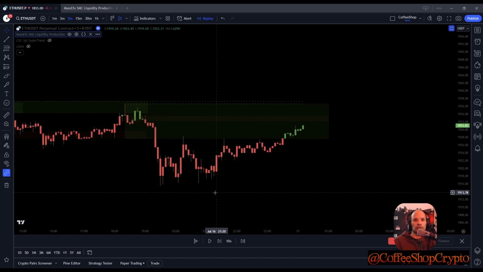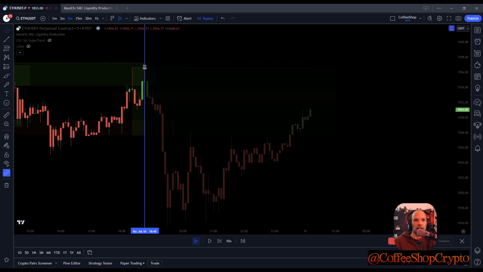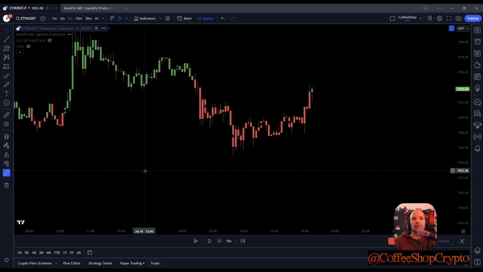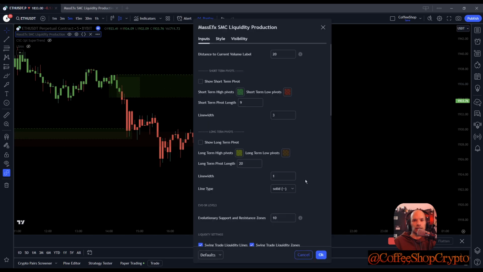So here's a perfect example, right? This zone was formed instantly. When I say instantly, I mean instantly. It formed on this candle, right? On July 16th at the time 1820, okay? One cool thing is that this zone started forming here, and another change that I made to the settings was evolutionary support and resistance zones.